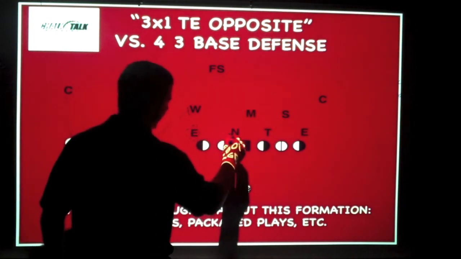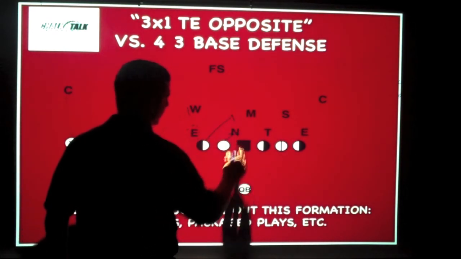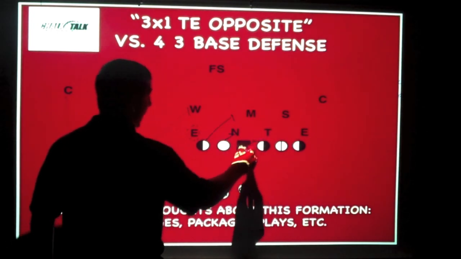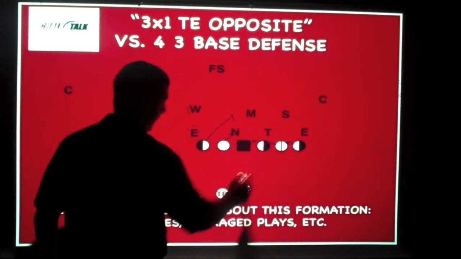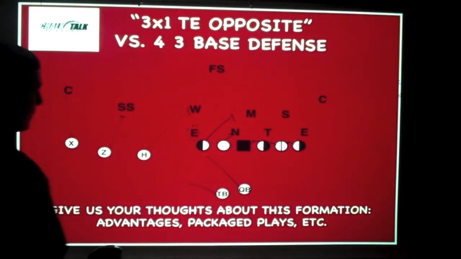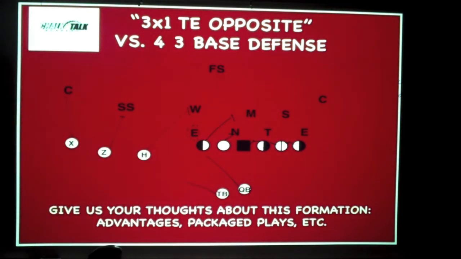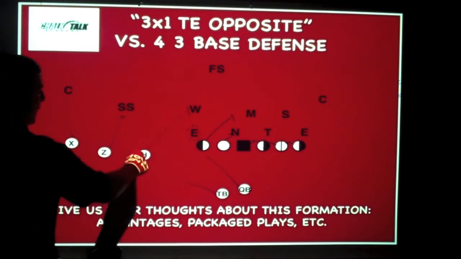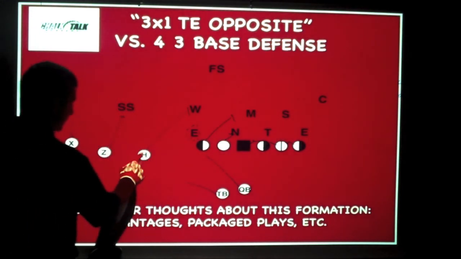So everyone's just going to step down, seal the front, gap seal, gap seal, gap seal. Now you're running speed option off of that. So it's a good front to run that little speed option play off of right there, and you get a nice crack. You got good leverage with the H back, with the H player right there.